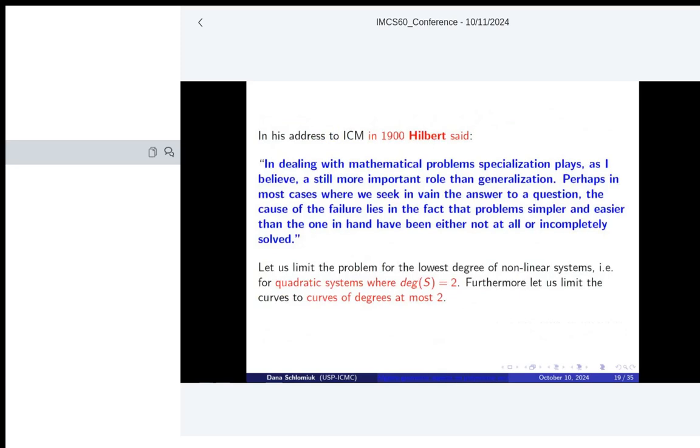In his address to the ICM, International Congress of Mathematicians, in 1900, Hilbert said the following: in dealing with mathematical problems, specialization plays, as I believe, a still more important role than generalization. Perhaps in most cases where we seek in vain the answer to a question, the cause of the failure lies in the fact that problems simpler and easier than the one in hand have either not at all or incompletely been solved. So let us limit the problem. For the lowest degree of nonlinear system, that is, for quadratic systems of degree 2. And furthermore, let us limit ourselves to curves of degrees at most 2.